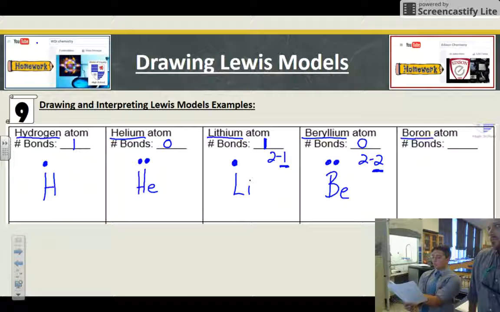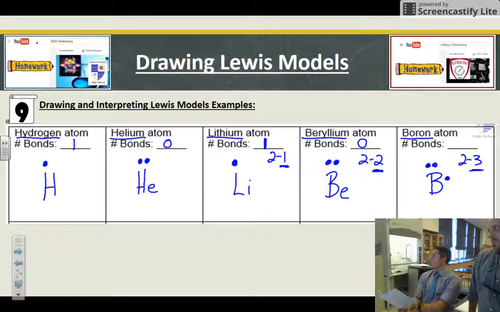Boron is a B. The whole electron configuration is 2-3. So the first 2 are going to go together. Oh, I need to do 3, not 2. The rule is first 2 together, and then the other one can go on the east side. There we go. And how many unpaired electrons? 1. Excellent. So it forms 1 bond.